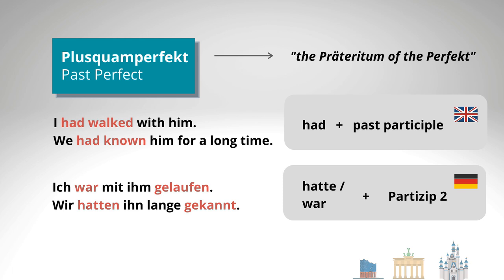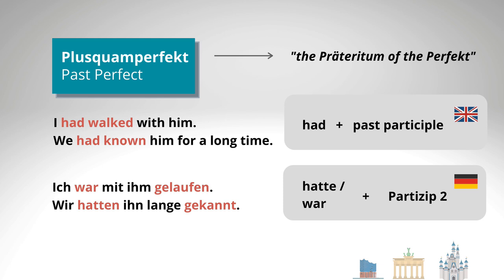And in German, it's almost the same. The two sentences in German would be "Ich war mit ihm gelaufen", I had walked with him, and "wir hatten ihn lange gekannt", we had known him for a long time. So here we also have the Hilfsverb, haben, to have, and also sein, to be, but we don't have their normal present form, we use their Präteritum form instead.